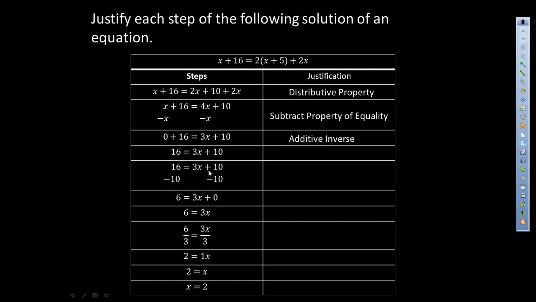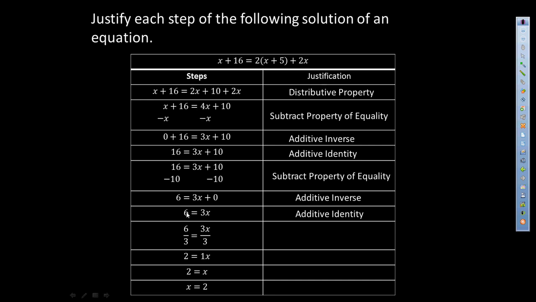Now we're beginning the process of isolating the variable. So to make the positive 10 go away, or to eliminate it, we can just subtract 10. Notice we're subtracting 10 from both sides to maintain balance. That again is an example of the subtract property of equality. A positive 10 and a negative 10 make 0. They're additive inverses of one another. 3x added to 0 is 3x, because no matter what the number is, if you add 0, the number doesn't change. That's the additive identity.